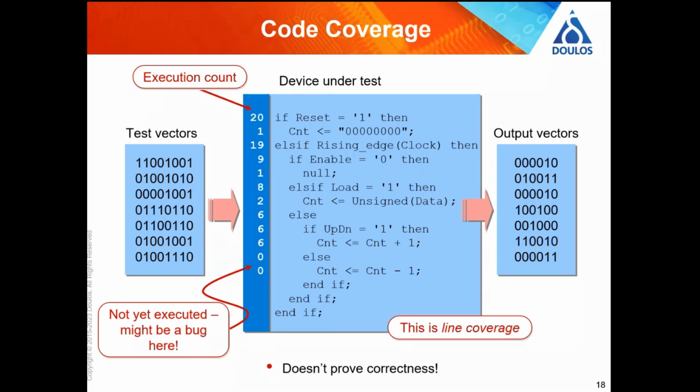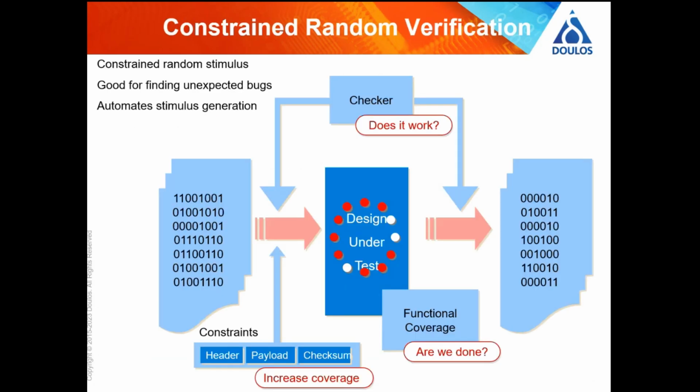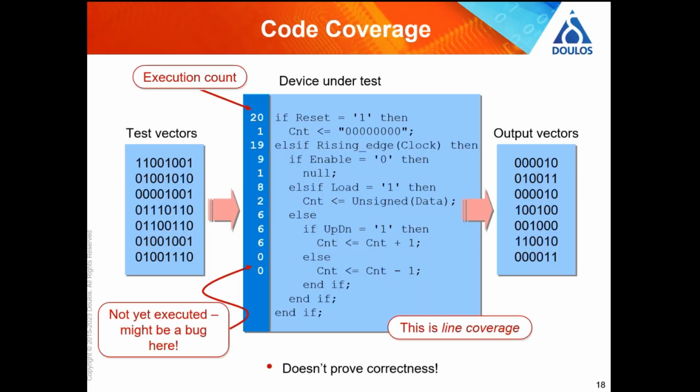If there's some lines of code that you've never executed, you clearly haven't tested your design properly. But just because you have tested all the lines of code doesn't mean that your design is right. That's relying on the checking as well. So that's called code coverage. That has been around for about 30 years now, I should think, at least.